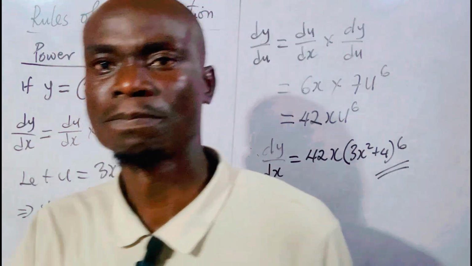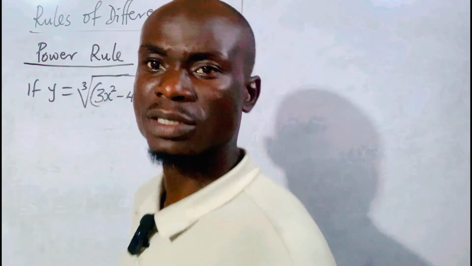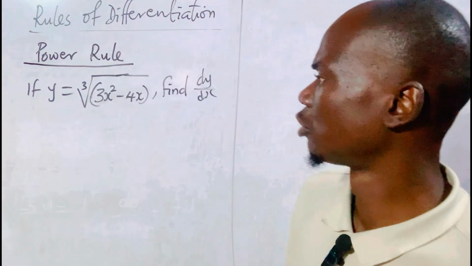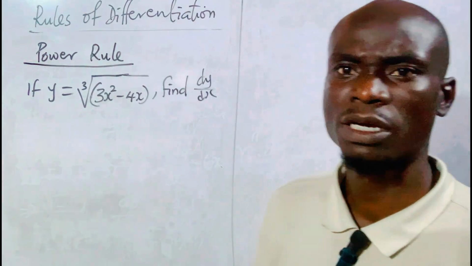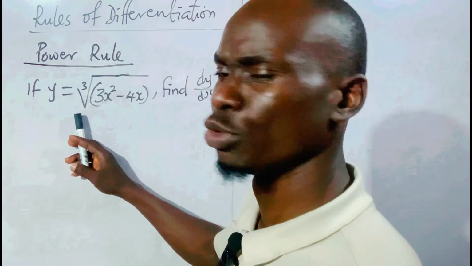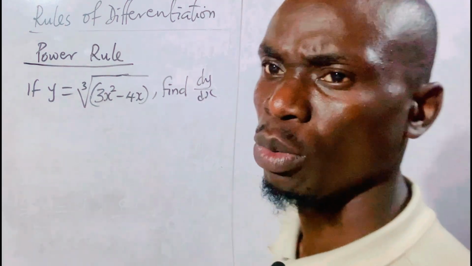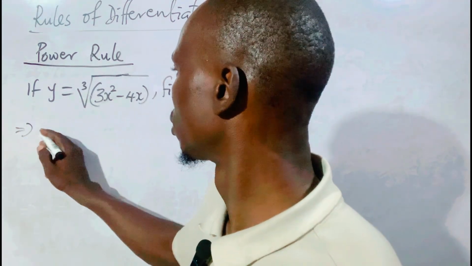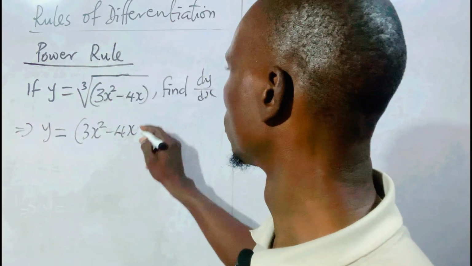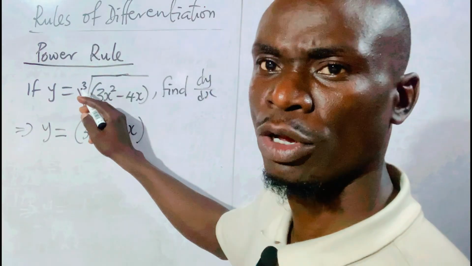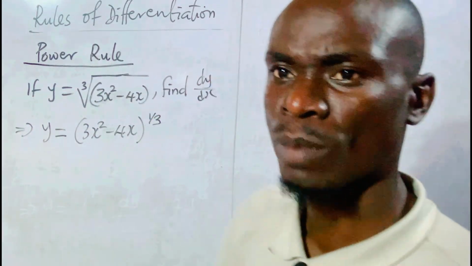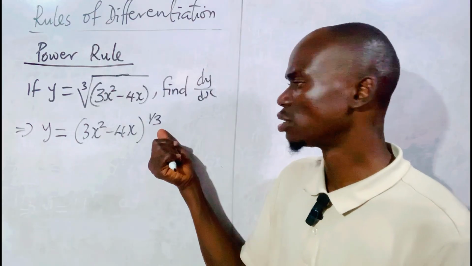Take another example. Okay, let's look at the second example. It says that if y is equal to the cube root of 3x squared minus 4x, we should find dy/dx. Okay, in this case, we need to eliminate the cube root so that it looks exactly like what we want. If we do that, y will be equal to 3x squared minus 4x all raised to power. Remember, when you remove the root, it will be 1 over the root, 1 over 3. So this is the base, this is the power.